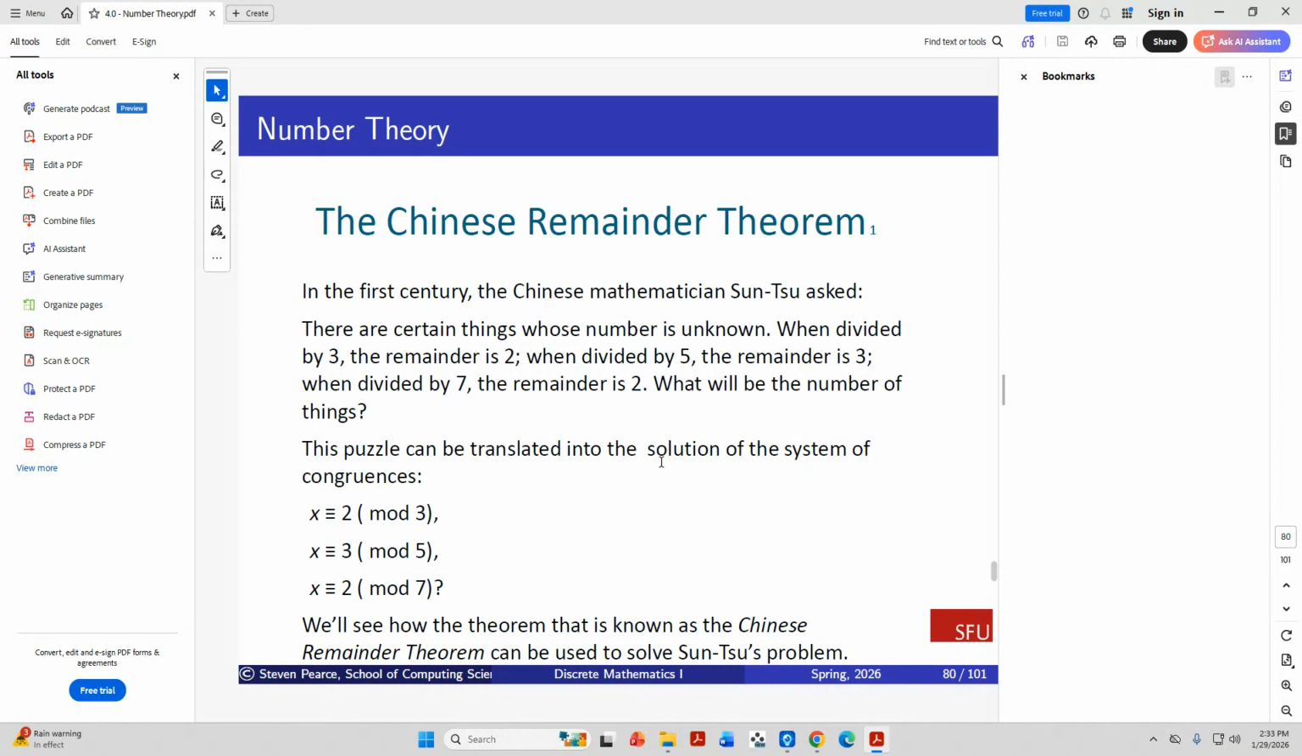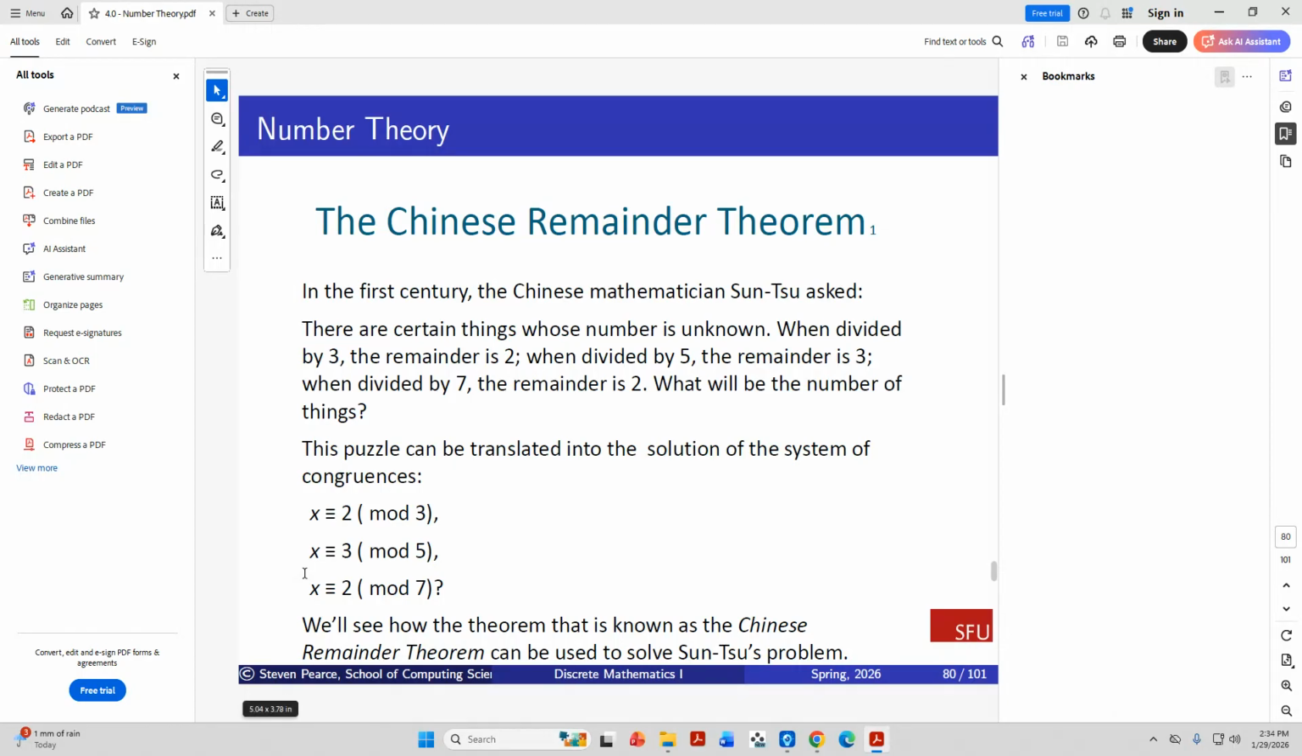Oh, that's interesting. When divided by 3, the remainder is 2. When divided by 5, the remainder is 3. So we're looking for the pattern here. When divided by 7, the remainder is 2. What will be the number of things? Okay, so start again. There are certain things whose number is unknown. When divided by 3, the remainder is 2. When divided by 5, the remainder is 3. When divided by 7, the remainder is 2. This is a pattern that we can solve. There it is right there.